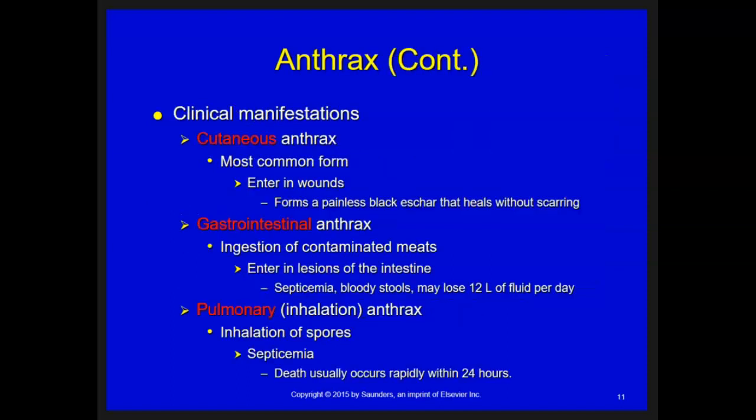The clinical manifestations of anthrax, there are three different ones. We can have cutaneous anthrax, which is the most common form, where the spores enter through wounds, and it forms a painless black sore that heals without scarring. Gastrointestinal anthrax is from ingestion of contaminated meats. They enter in the lesion of the intestines, and you can get septicemia. Pulmonary or inhalation anthrax is from inhaling spores, and you can get septicemia and die within 24 hours without treatment.